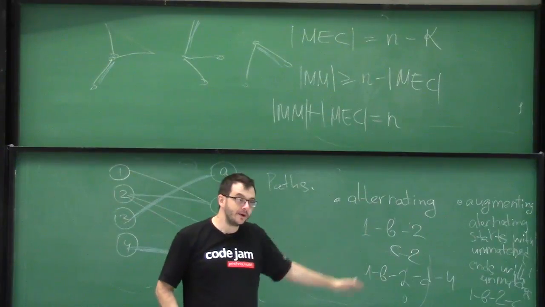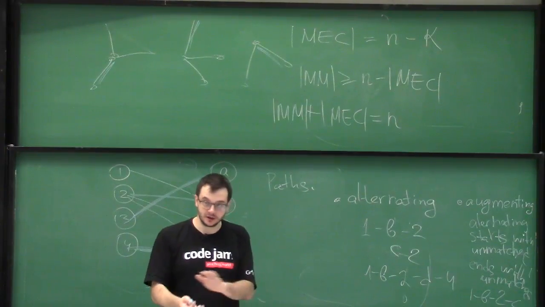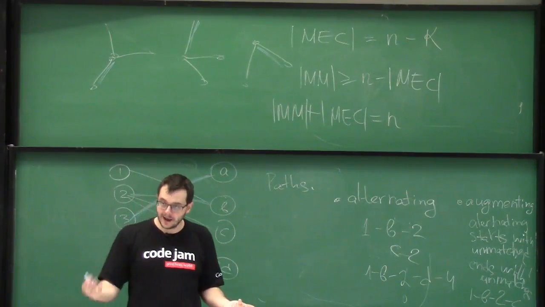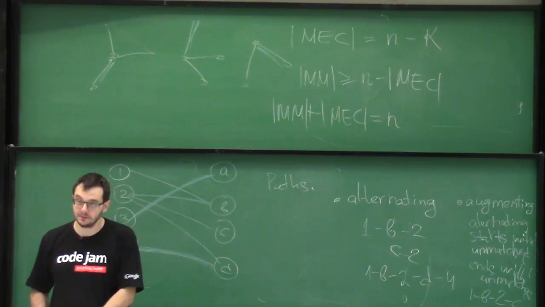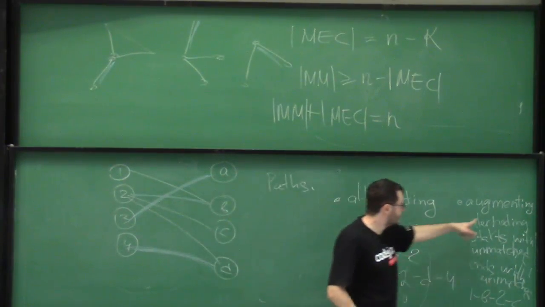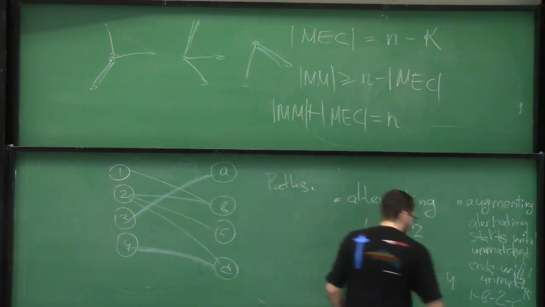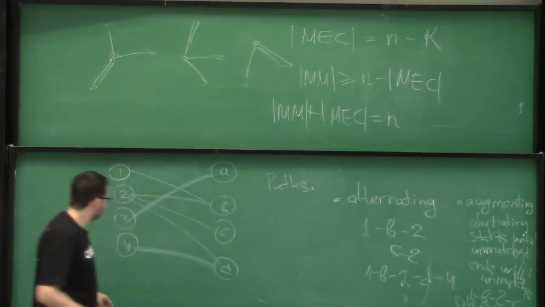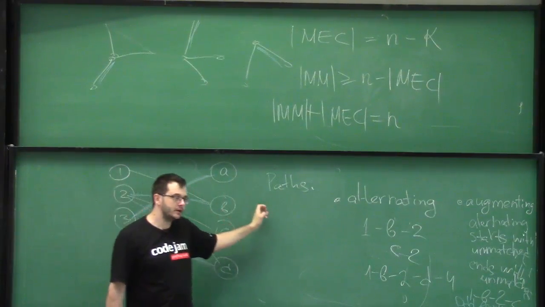Such a path always starts with an edge not from the matching, and also such an augmenting path ends with an edge not from the matching. So it has the form unmatching, matching, unmatching, matching, unmatching, matching, and ends with unmatching. And that's why an augmenting path always has odd length. It means that it starts on one part and it ends in another part.